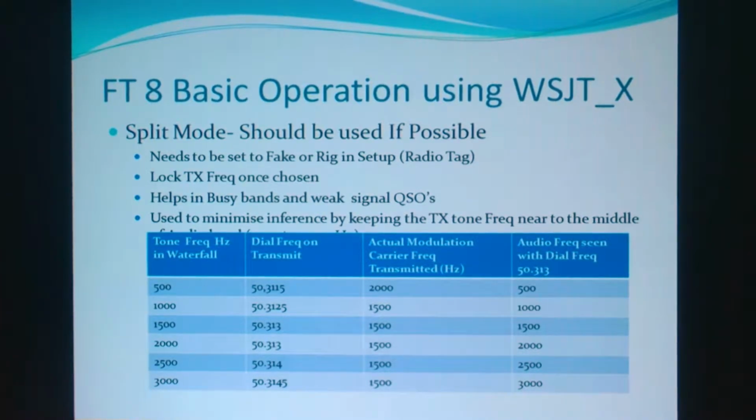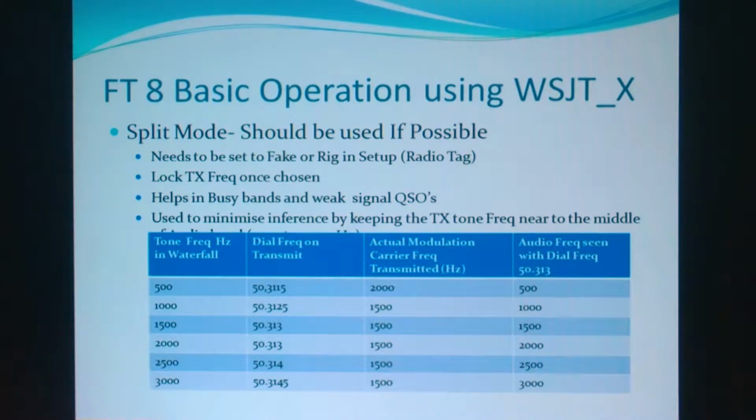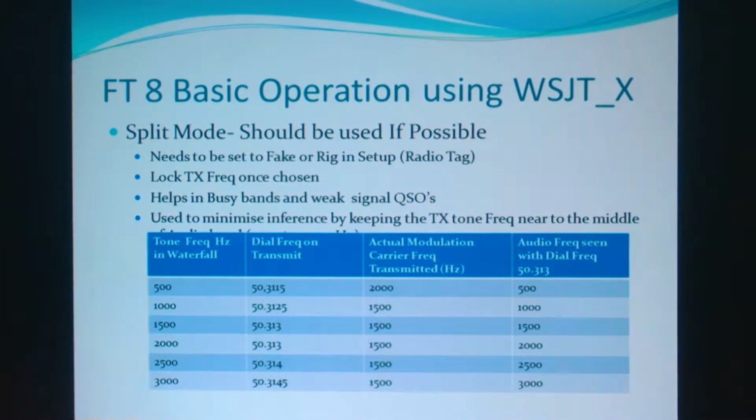The reason it does that is, if you remember from your theory, it's F1 plus F2. So you could get audio harmonics. If you put out a 500 hertz signal, you mix that with a carrier, you get a load of audio harmonics. So it's reducing those by keeping it in the middle of the band. So don't be surprised when you're using split mode to see your transmitter frequency jumping about. Okay.